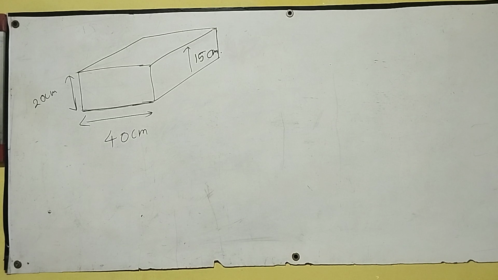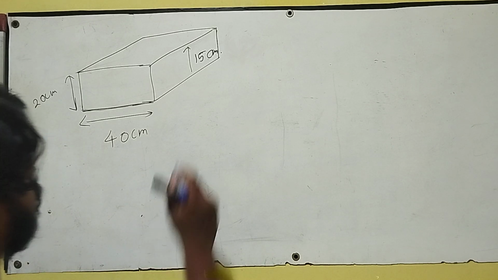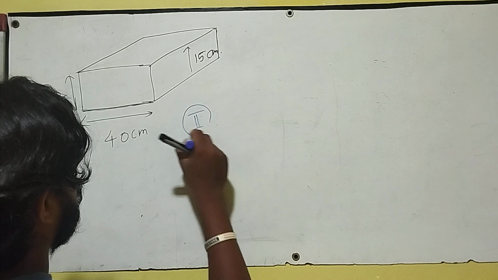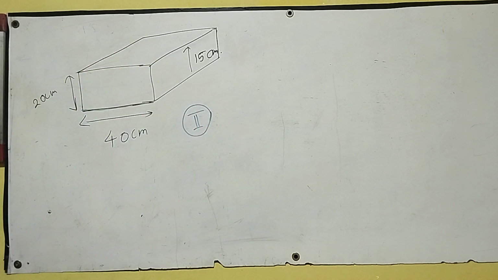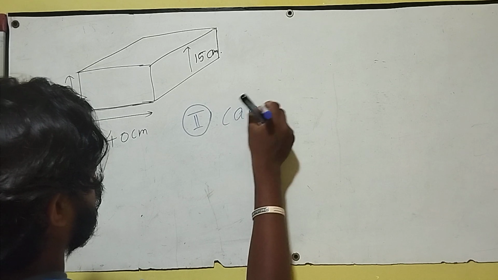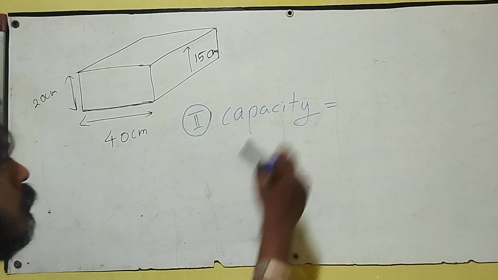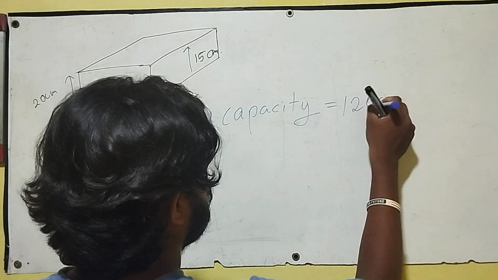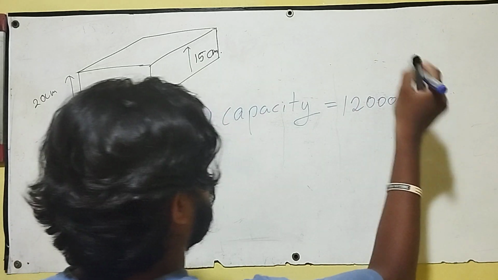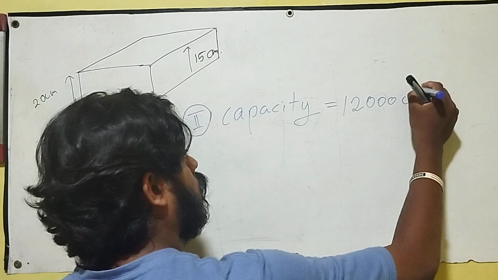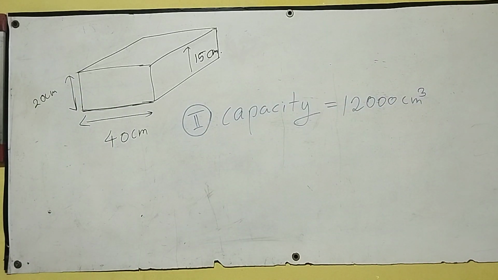Now I am going to do the second one. The volume of water required to fill the container. What do they ask me? We obtain capacity is equal to 12,000.